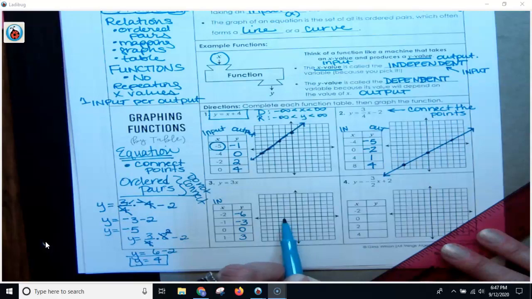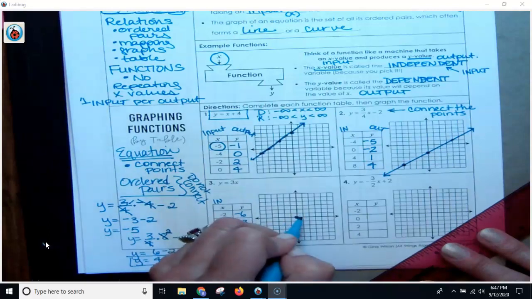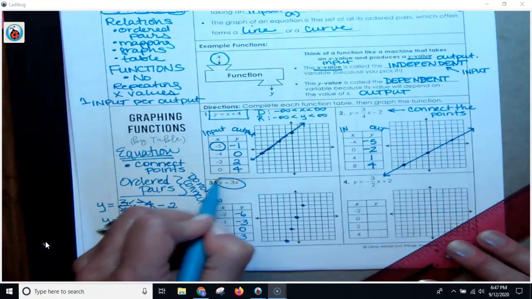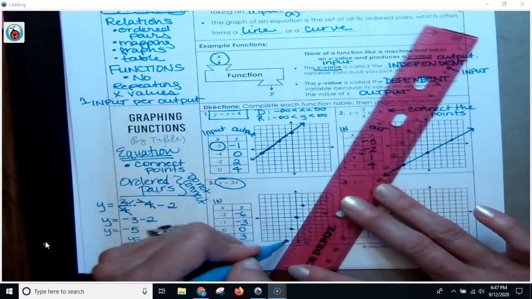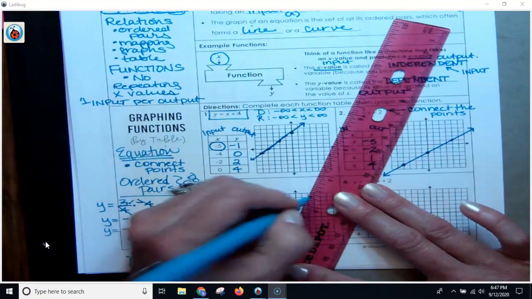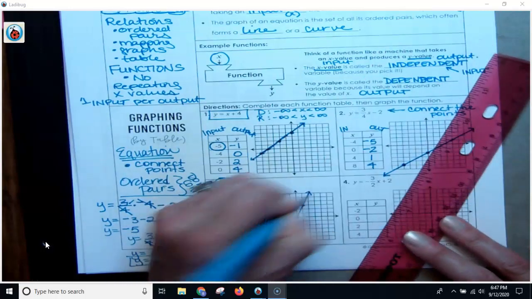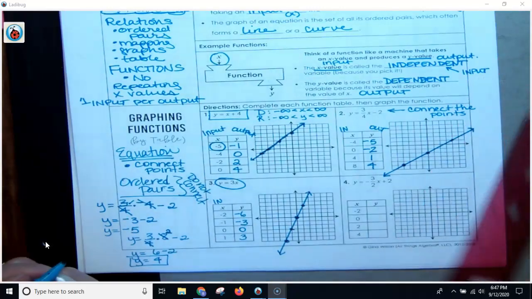So when I go to graph this, -2, 1, 2, 3, 4, 5, 6. -1, 1, 2, 3. 0, 0, so this is going through the origin, and 1, 3. Since it's an equation, I'm going to connect my dots because I know that the equation means that all of the points in between those ordered pairs are also included.